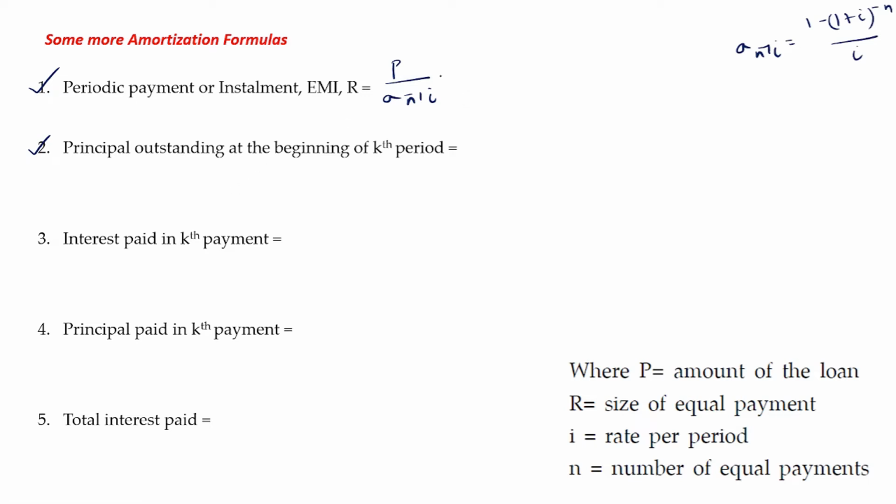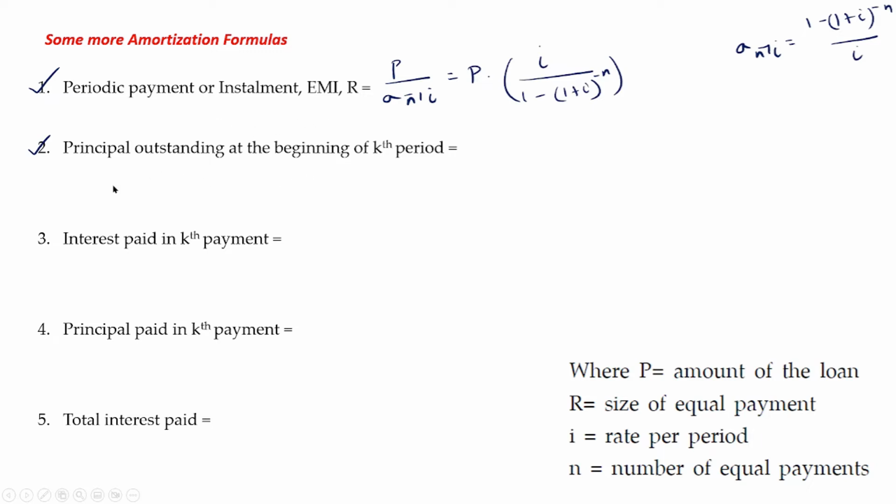Now let us write this as R is equal to P into I upon 1 minus (1 plus I) the whole raised to minus N. So usually in the sample paper the value for the expression (1 plus I) the whole raised to minus N will be given. Then we have to substitute the value of P, I and the value for this expression and find EMI. So that is with respect to the formula for EMI.